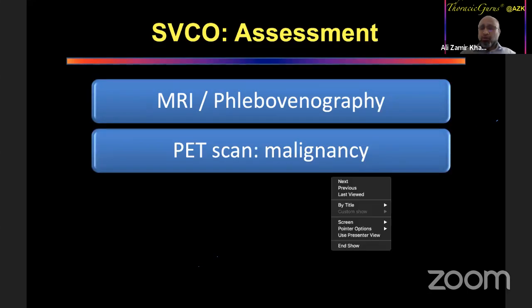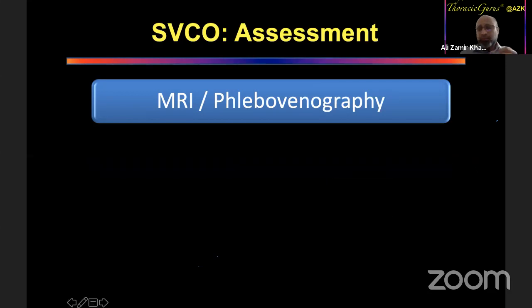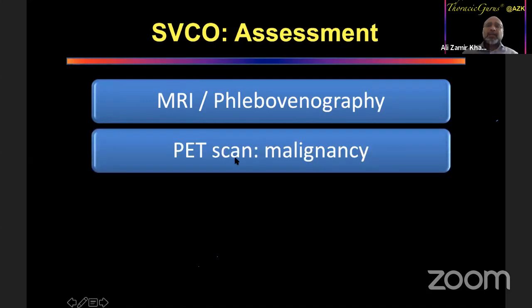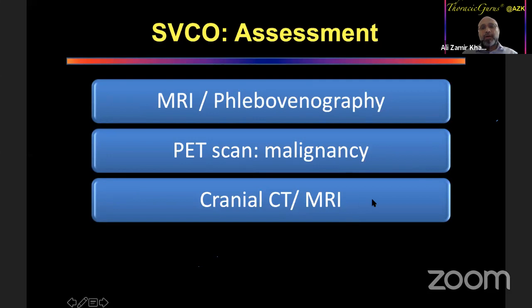And it gives you a good idea of the grading of the mass in terms of the obstruction. Of course, because you're dealing with malignancy, a PET scan is a very good idea. In grade 1, 2, and maybe in some cases of grade 3, you will actually do the biopsy first, which means you're trying to find out the cause of the obstruction. So you'll do a PET scan, and then you'll follow it up with a cranial CT or an MRI to see the back pressure changes in the brain.